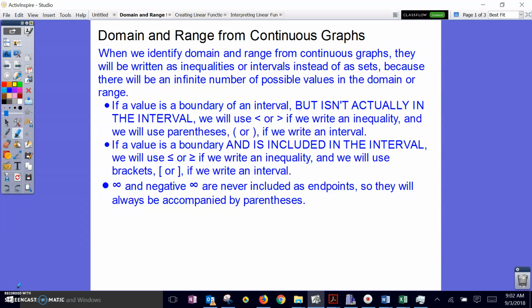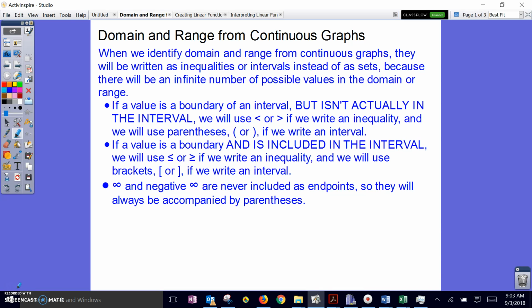Welcome back, everybody. In this video, we're going to look at how we find domain and range from continuous graphs. Now, what makes a continuous graph different from a discrete graph is that instead of just being a set of points graphed on the coordinate plane, we actually have curves or lines or whatever the case may be, where all the values are hit instead of just individual values.